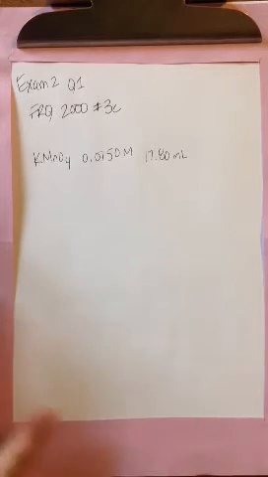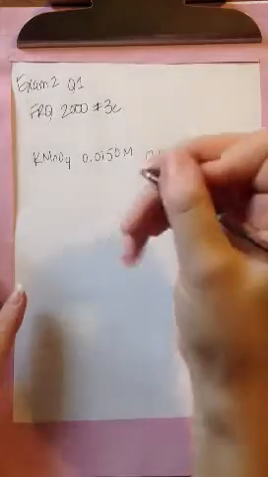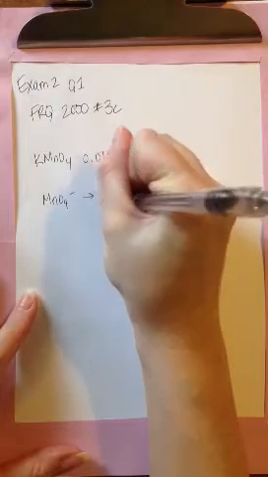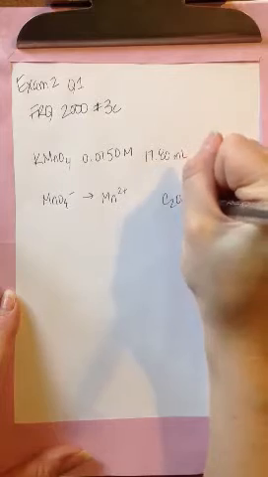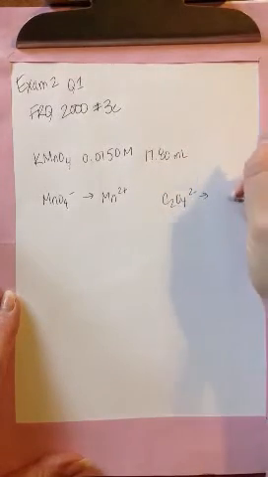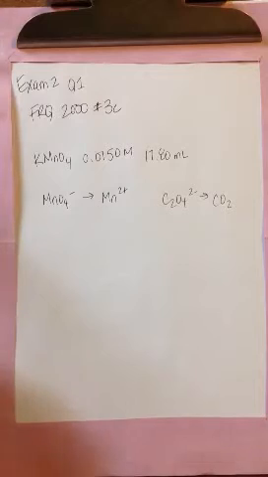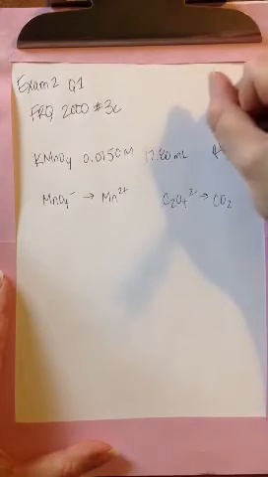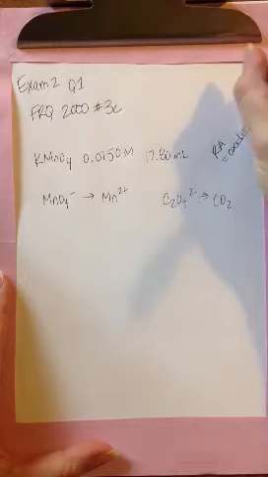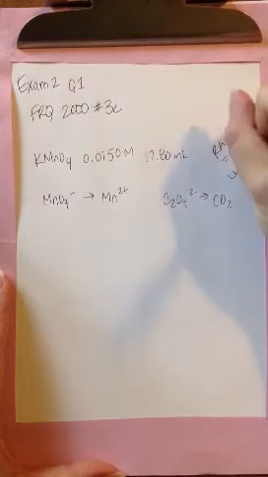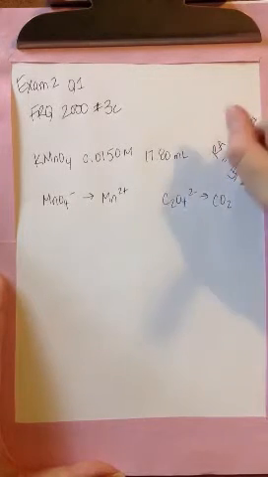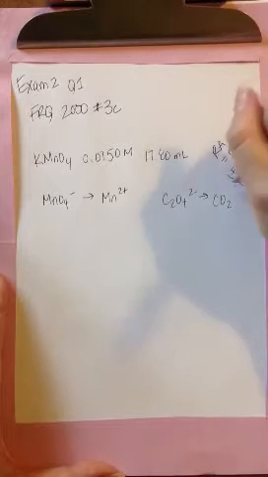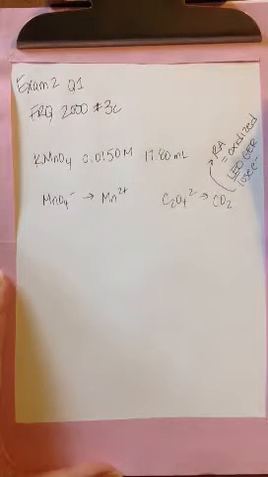So I'm looking at this, and I've got two things that it could be. I have my MnO4 minus goes to Mn2 plus, and then I have my C2O4 2 minus goes to CO2. So I've got to figure out which one's the reducing agent. So reducing agent means it's oxidized. And if I think of LEO says GER, lose electrons, oxidize. So I know it's going to lose electrons. And if it loses electrons, it's the reducing agent.